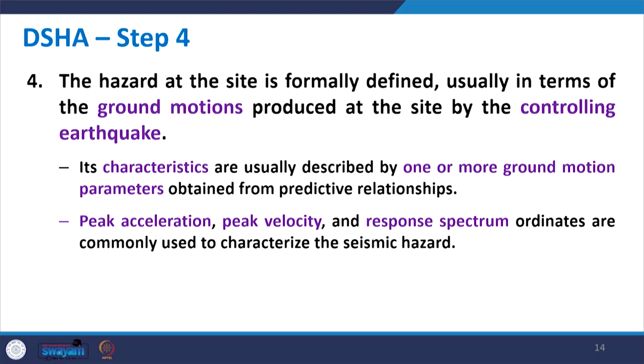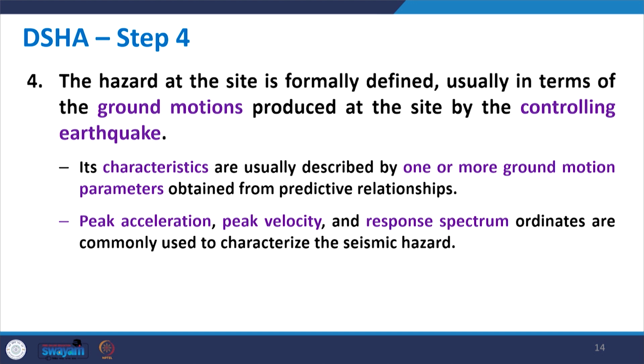Now, continue with step 4. The hazard at the site is formally defined usually in terms of the ground motion produced at the site by the controlling earthquake. So, you decided about the controlling earthquake, and now in the last step you want to determine the level of hazard, basically whether it is low hazard, medium hazard or high hazard. That is decided in terms of ground motions, and this ground motion which will be produced by your controlling earthquake, and its characteristics are usually described by one or more ground motion parameters.